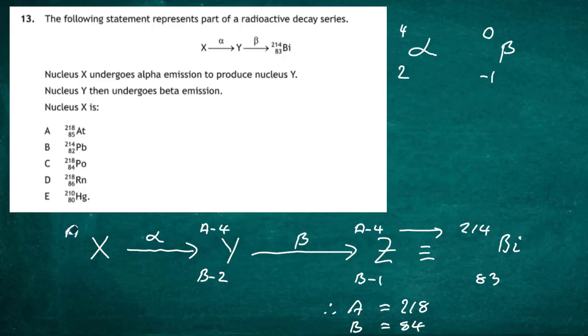So our original nucleus will have 218 for its mass number, and it will have 84 for its atomic number. So we look very carefully at the list we've been given. You can see 218, 218, and there's 218/84. In fact, X is polonium. So our answer is C.